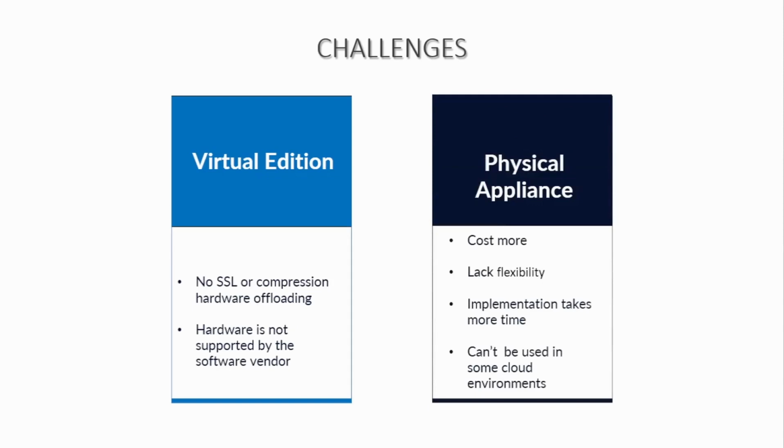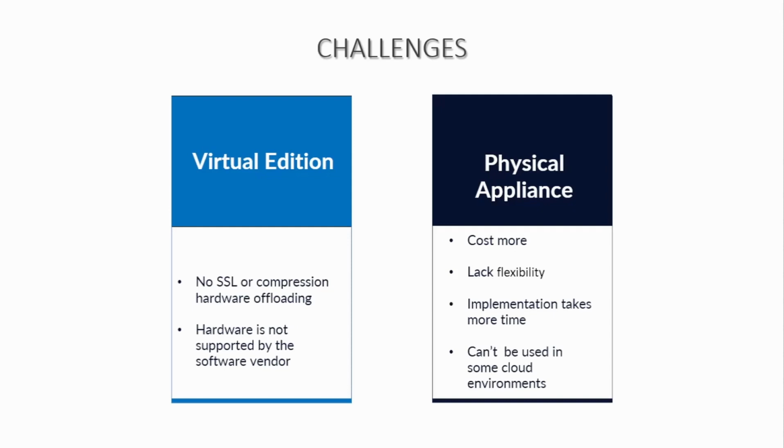Now, the challenge with the physical appliance is that it costs more money and it lacks flexibility except for Viprion, which can be added to. But hardware appliances in general don't scale. If you need to do more than your current device has capacity for, you have to replace it with a larger device. Implementing it also takes more time because you have to buy it, and the hardware delivery may take from 4 to 8 weeks or more, plus the hardware provisioning.